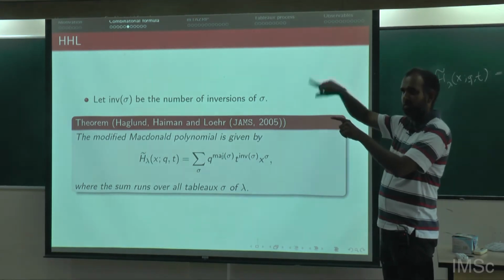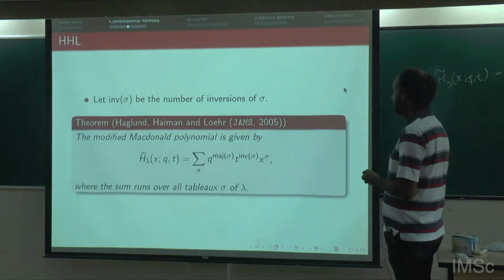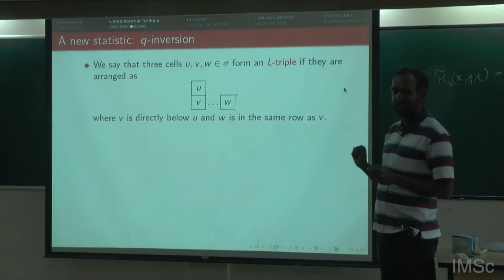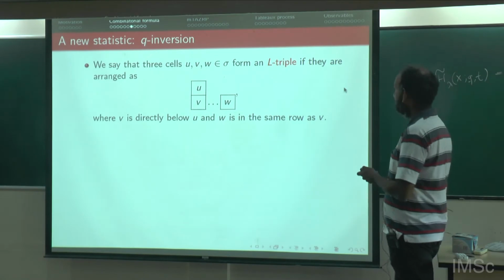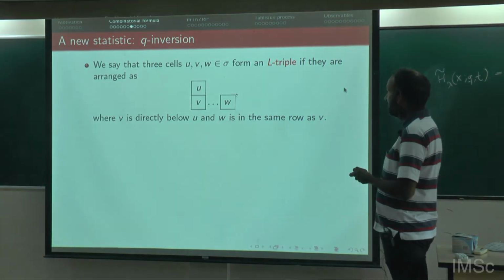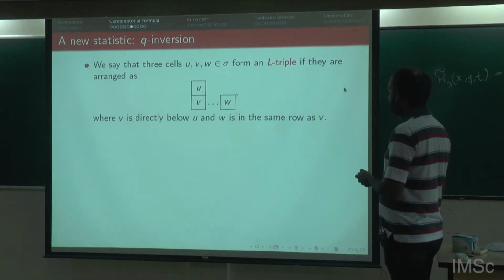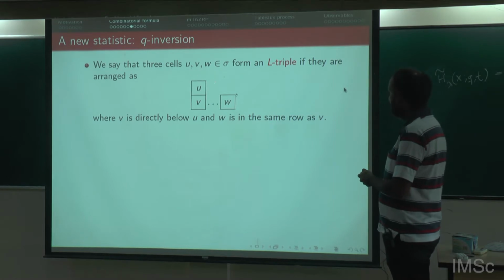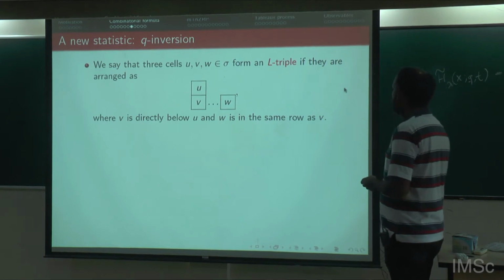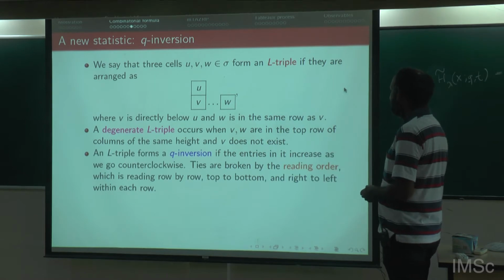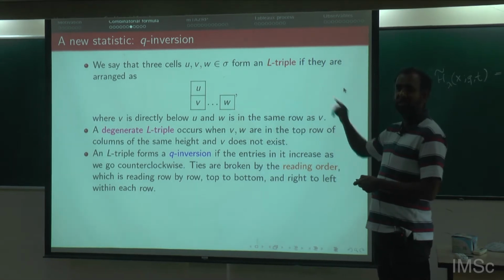gamma triples where they go counterclockwise in increasing order. Okay, so our new statistic is so closely related to the gamma triples, it's a bit ridiculous. So now you look at 3 cells, again 3 cells, but we say that they form an L triple if again U and V are one below the other, and W now is in the same column as V, same row as V. And again, you forget about degenerate cases. And now we say that they form a Q inversion if, as you go counterclockwise, they are increasing.